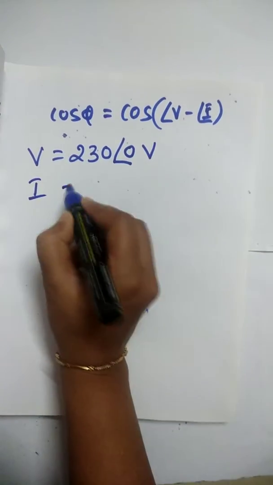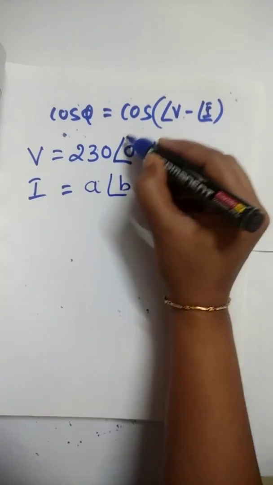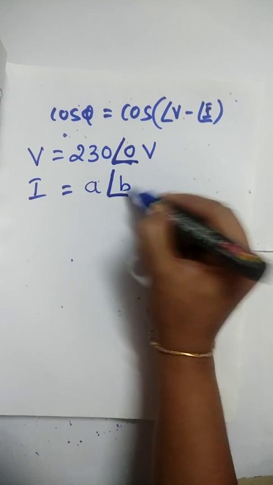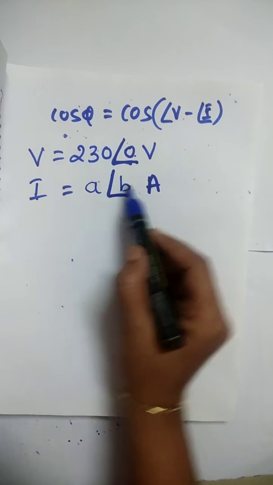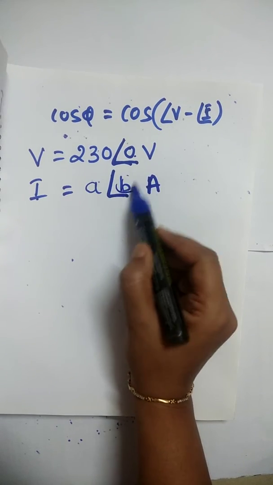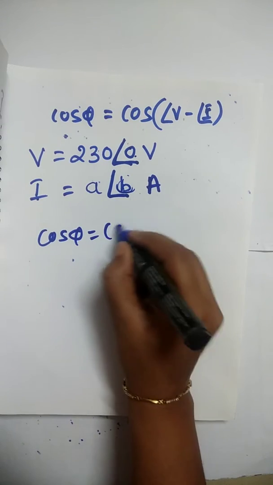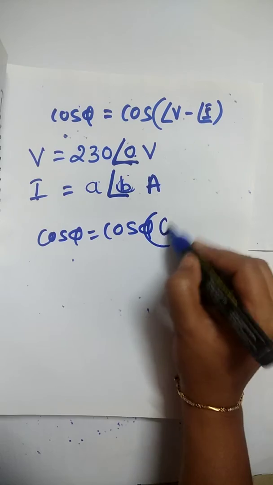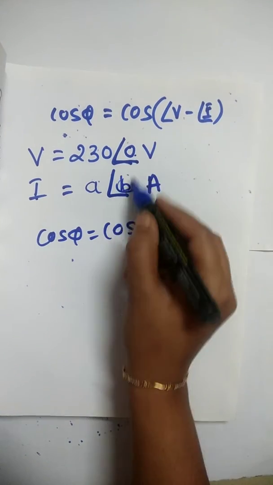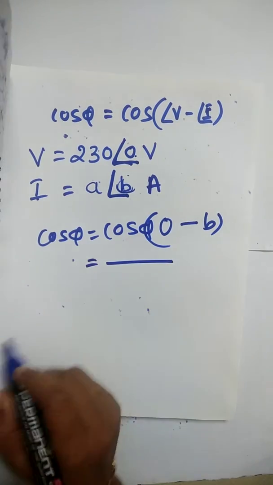What is current? You have calculated it, and you will get it in the form of A at an angle B. This is magnitude and this is angle, in terms of ampere. Voltage angle is 0, current angle is B. After calculating, you get some value. So what is cos phi then? Cos phi is cos of the angle of voltage, 0, minus the angle of this current. So whatever you calculate, it will be cos phi.